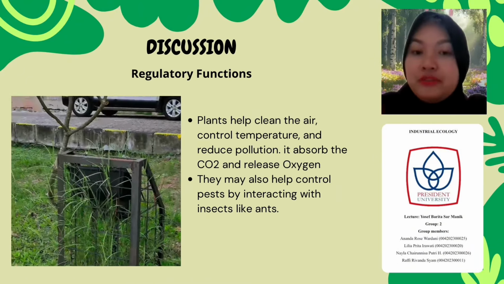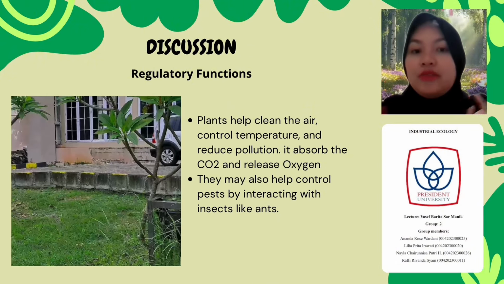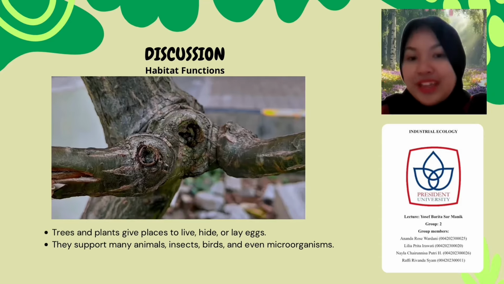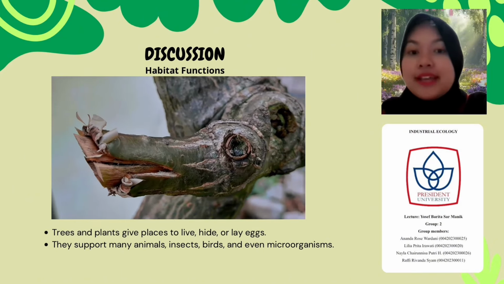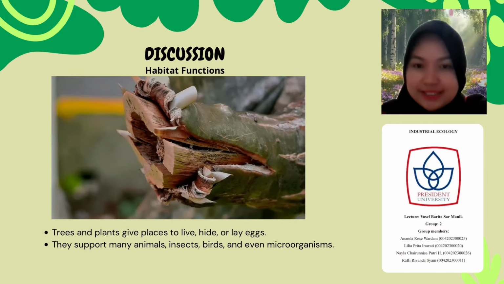Next, trees also help the environment. They clean the air, reduce the heat, and lower pollution. They take in carbon dioxide and release oxygen. They help control pests by working with insects like ants. And then trees give shelter. Animals can live, hide, or lay eggs in trees. They support insects, birds, and even tiny organisms.